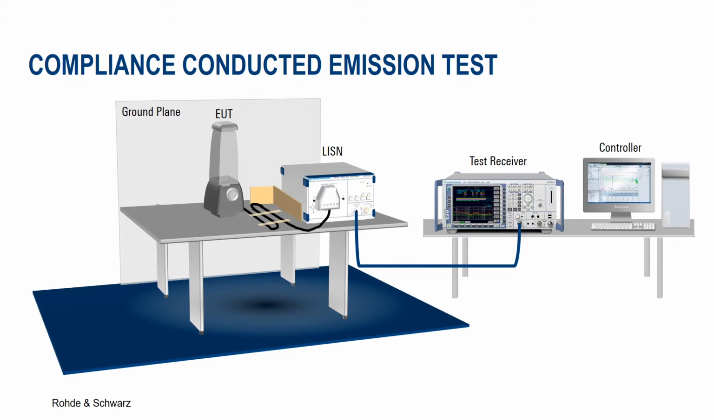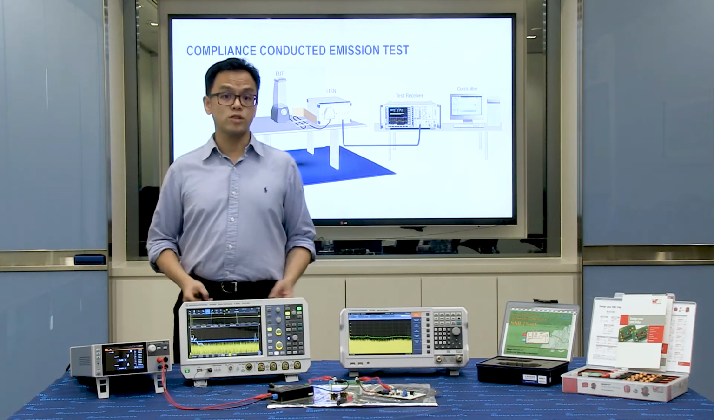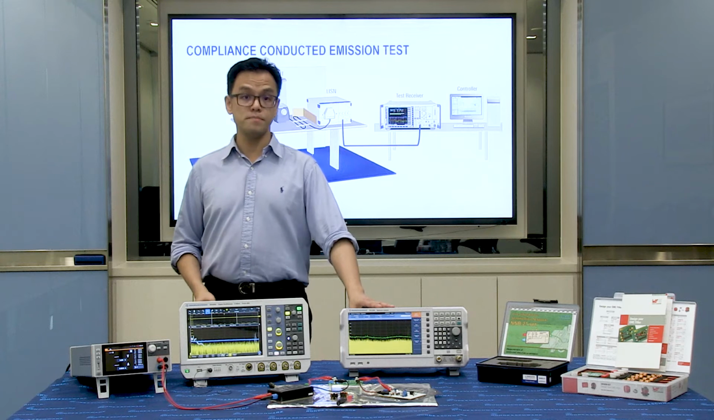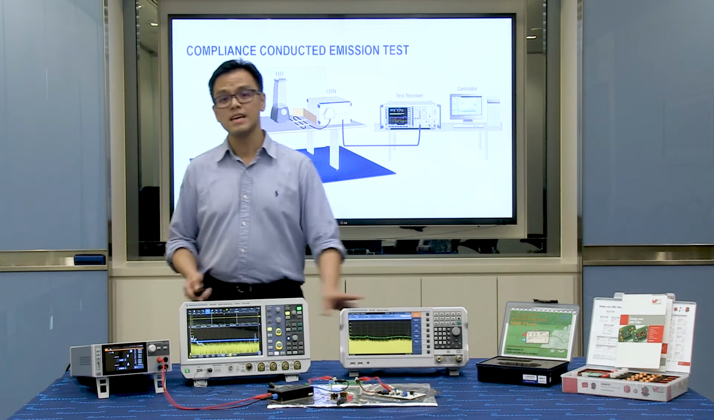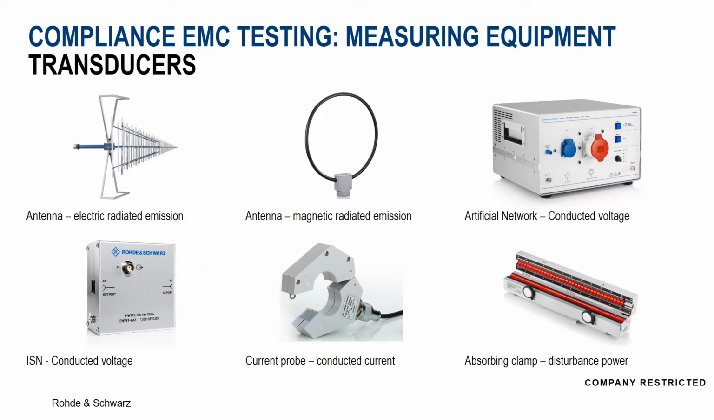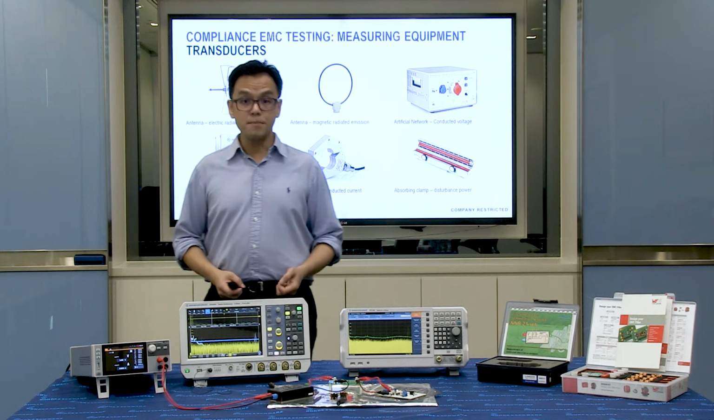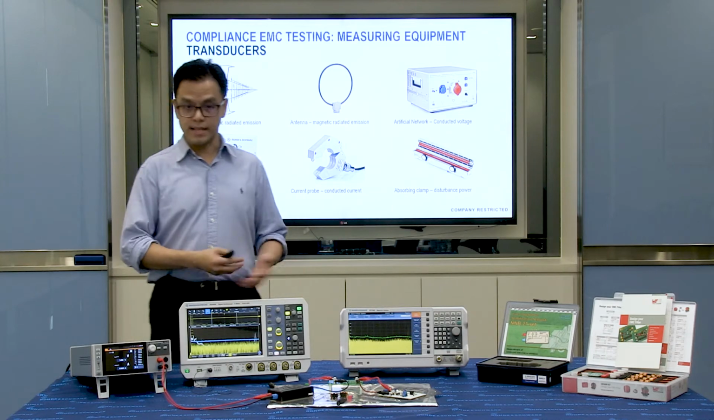In a compliance conducted emission test, the requirement will involve a reference plane at a certain height. Then a line impedance stabilization network, LISN, provides the power to the EUT. Some will be able to couple the noise from the EUT for test receiver measurement. Else, a current absorbing clamp is used. In this setup, the standards also specify the requirement for the transducer to be sensitive enough to pick up the required interference. Radiated emission will be on the antenna requirement, while the conducted will be on the LISN and clamps.